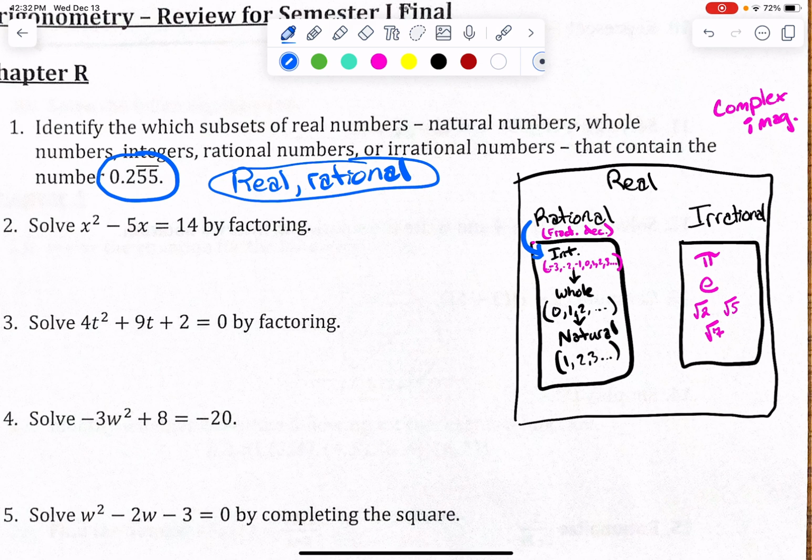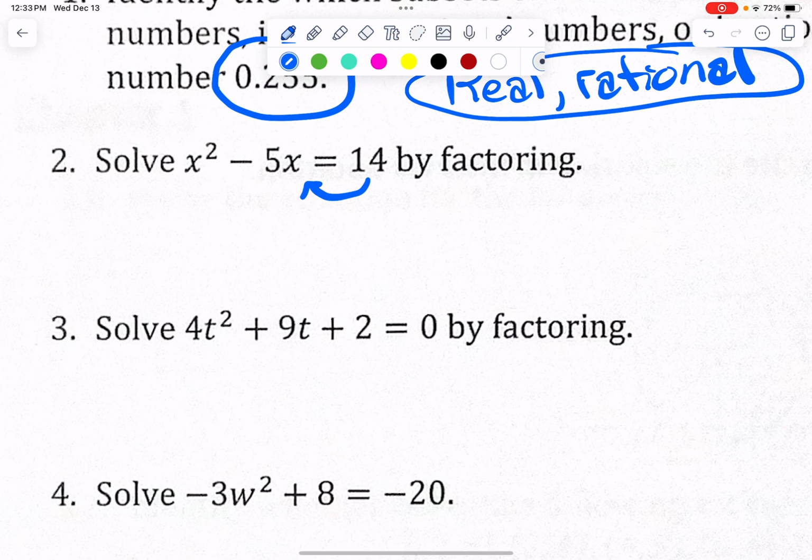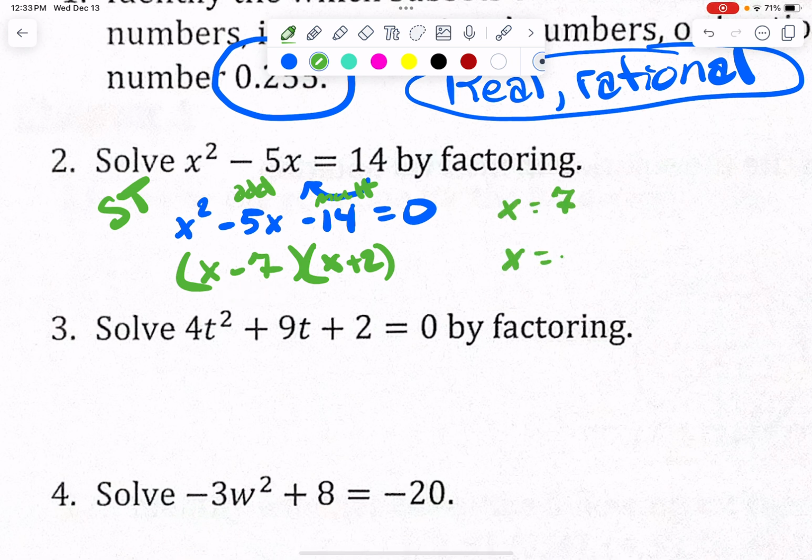Okay, all right, let's hop on to factoring. This one, I've got to bump the 14 over, so I've got x squared minus 5x minus 14 equals 0, and this is a simple trinomial. Okay, I'm going to multiply to get -14, but when I add them, give me -5. So that is x minus 7, x plus 2, and x equals 7, and x equals, I'm going to write that over here because I'm running out of room. That means x equals 7, and x equals -2. So I factored it, and I also solved it.